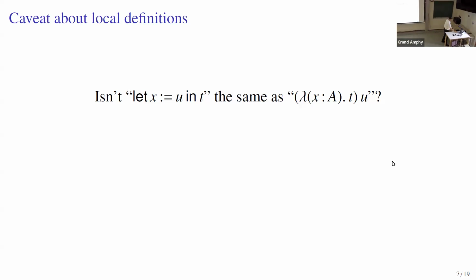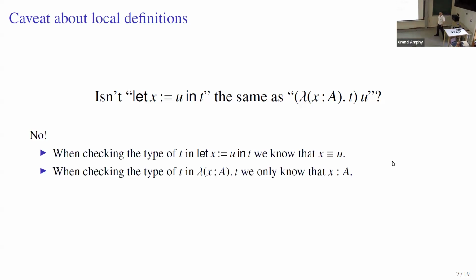Why? Because when we are type checking this T, we know that X equals U. But when we're type checking this function and type checking the body of T, we don't know that X equals U. It has to work for any X. And this makes a difference. Yes, that's the difference. Okay, so it's important.